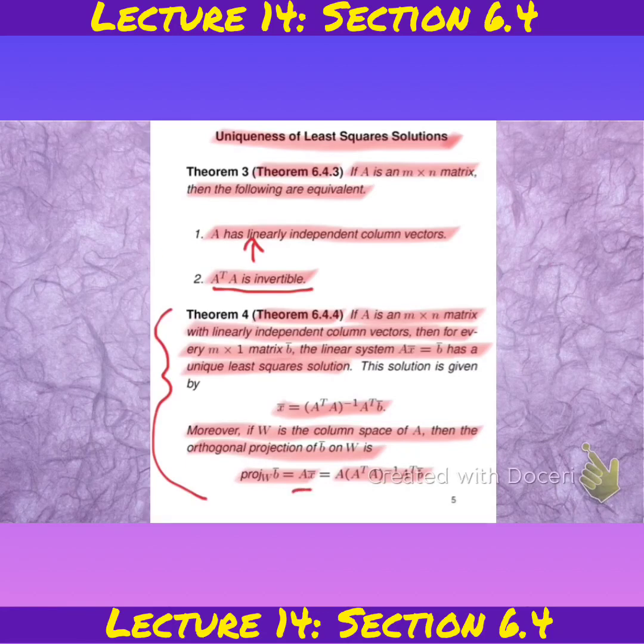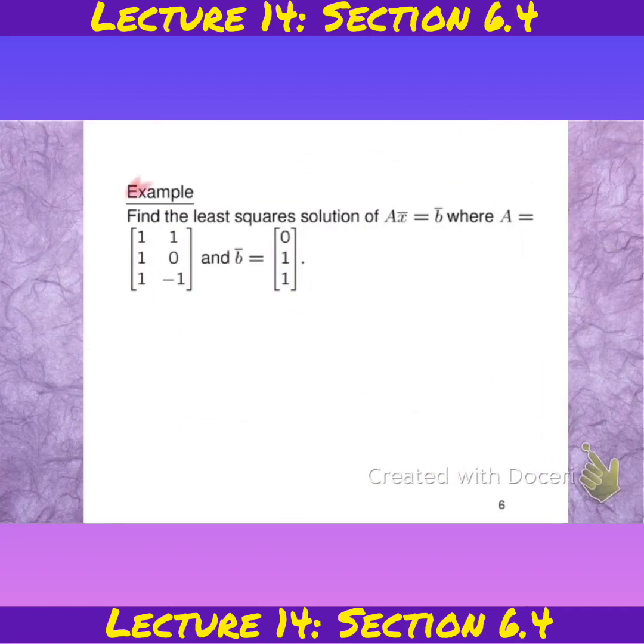And by the previous theorem, we know that the projection of the vector B onto the subspace W was previously AX, where X is a least square solution to the system AX equals B, right? But we've now solved this X exactly, and we can just replace X with this matrix here, and we get the projection of B onto W.